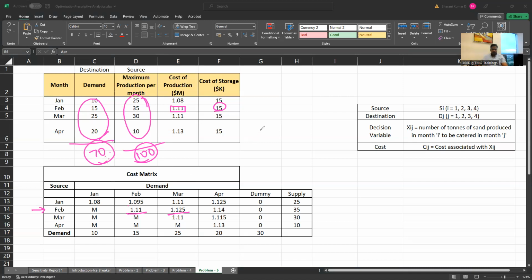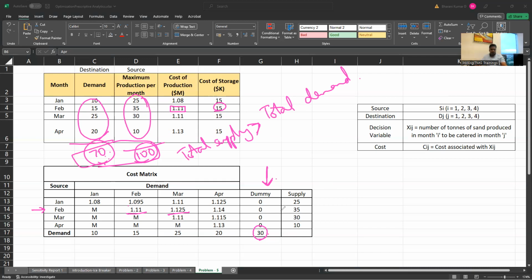In this case, total demand, or I would say total supply, is greater than total demand. When the total supply is greater than total demand, you need to add a dummy destination. So you are adding a dummy month. And the excess of 30, you're adding up here.